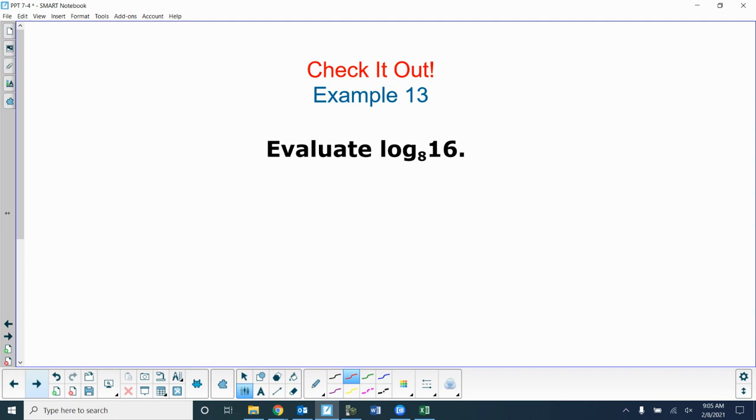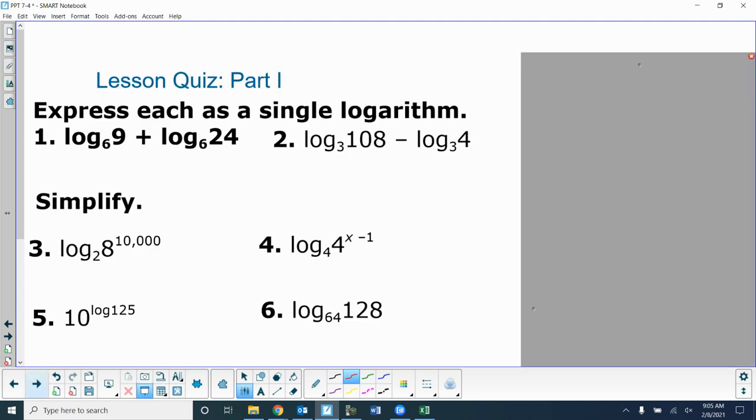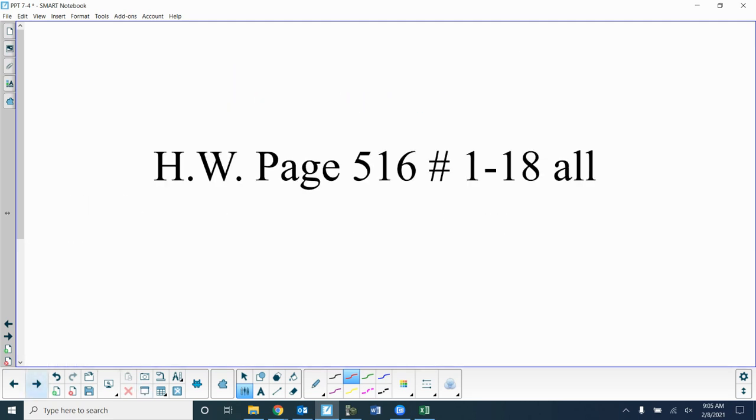Log of what? 16 over log of 8. Should be 1.3 repeating. Did that happen? Those of you that are following along. Again, you can use a normal calculator to do this. You don't need a graphing one. It's got logs on it. Okay? That's it.